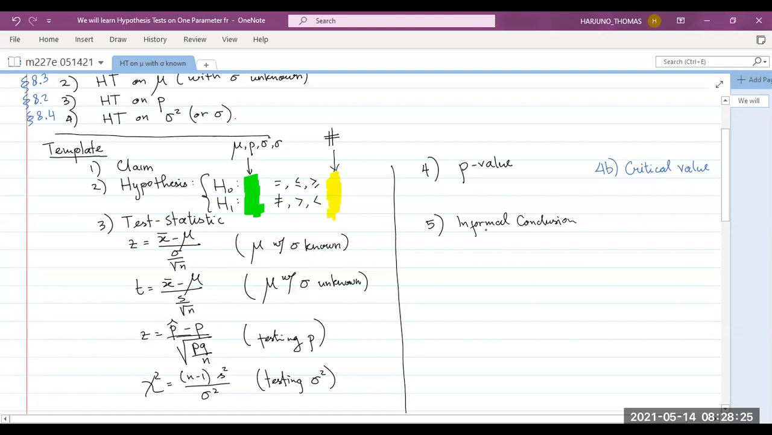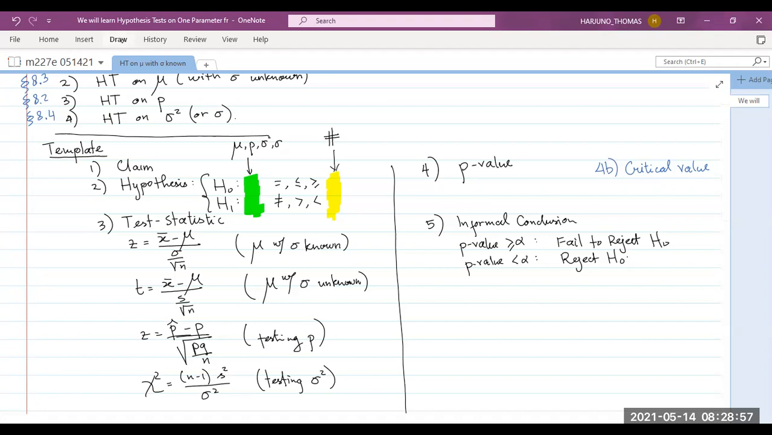which is, if the P value is greater than alpha, fail to reject the null hypothesis. If the P value is less than alpha, actually the rule is greater than or equal to alpha, fail to reject the null hypothesis, less than alpha will reject the null hypothesis.